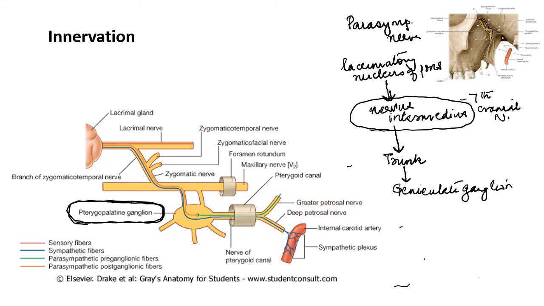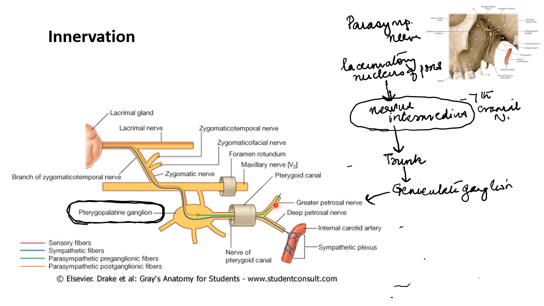अभी हम सिर्फ preganglionic fibers को trace कर रहे हैं, right? So we have this geniculate ganglia giving rise to the greater petrosal nerve. Now these nerve fibers, this greater petrosal nerve, joins with another nerve which is known as the deep petrosal nerve, and together they form the nerve of the pterygoid canal.